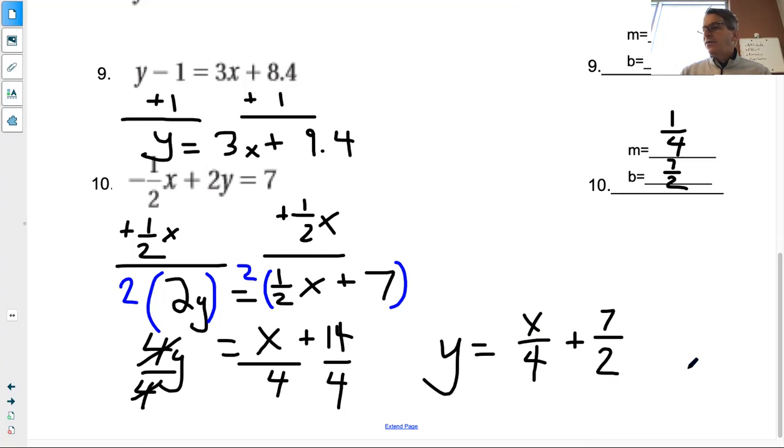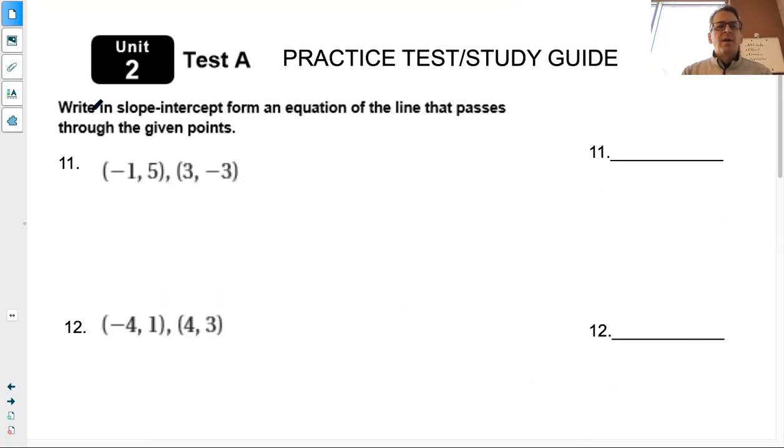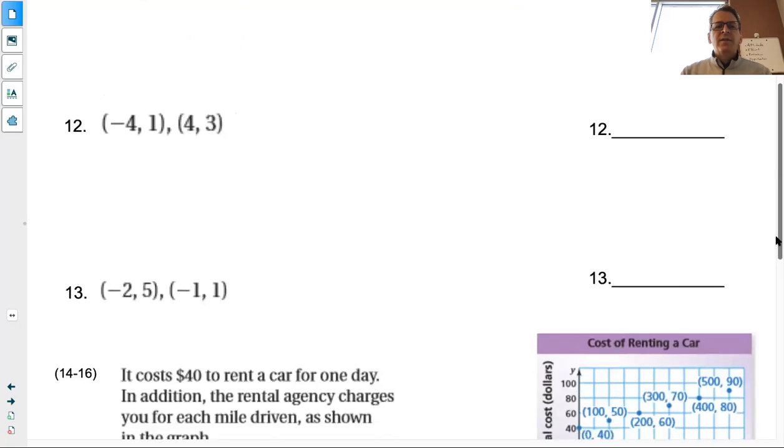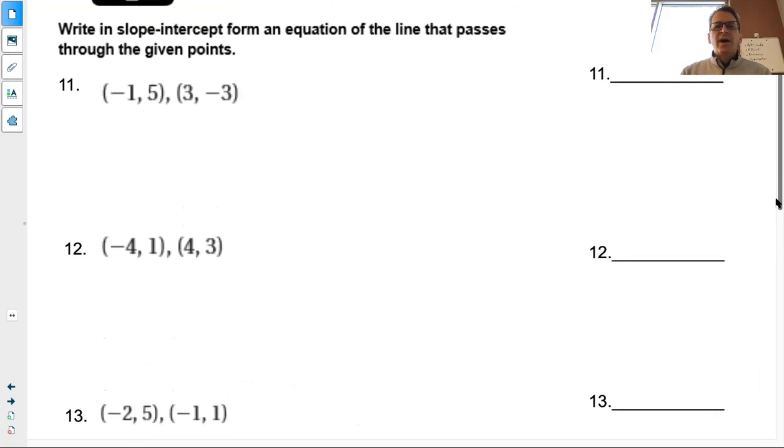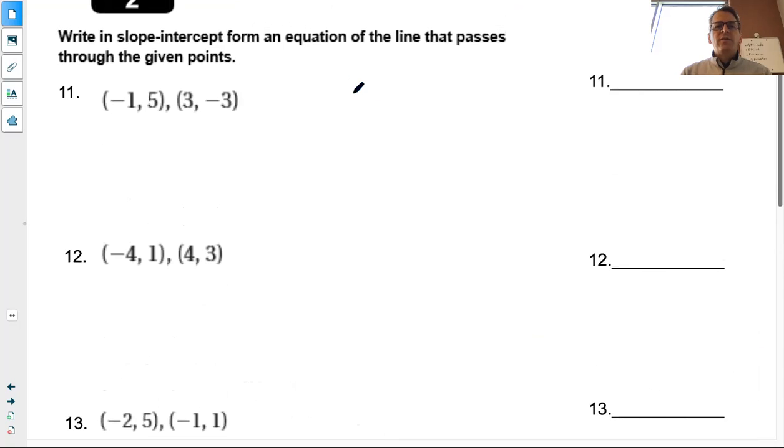So moving on to number 11 on page 3. The next 3 problems, we are asked to write in slope-intercept form an equation of the line that passes through the given points. So I got 3 problems here where we are given 2 points on the line, and we are asked to determine the equation of the line. Pretty much this method is we need to find the slope.